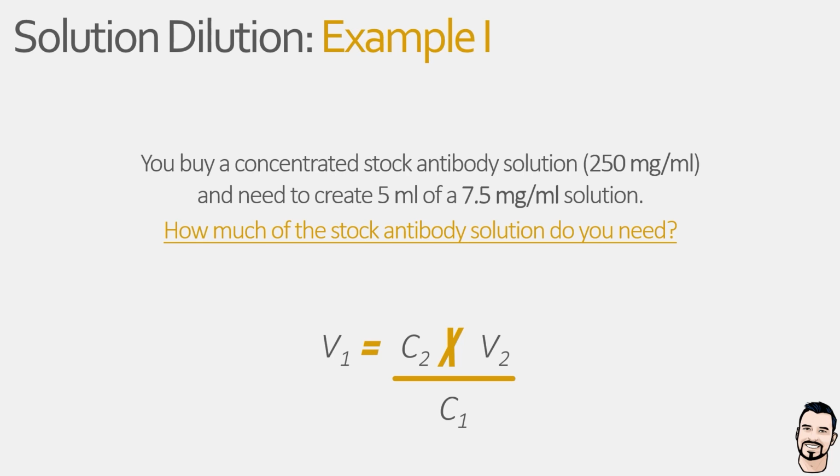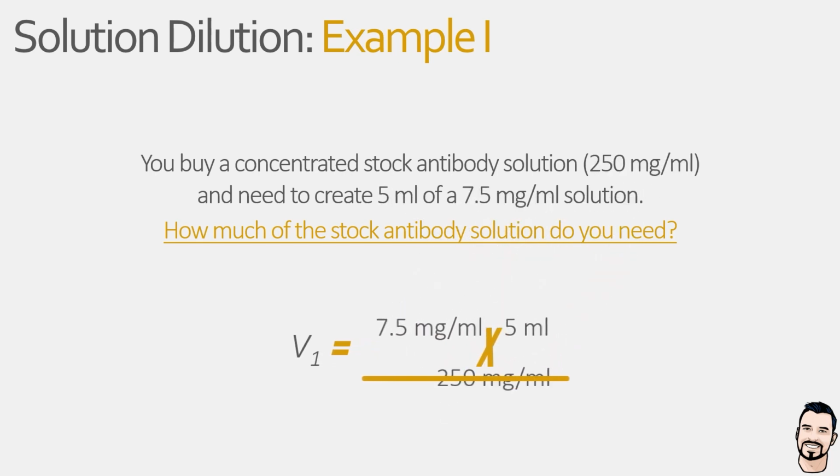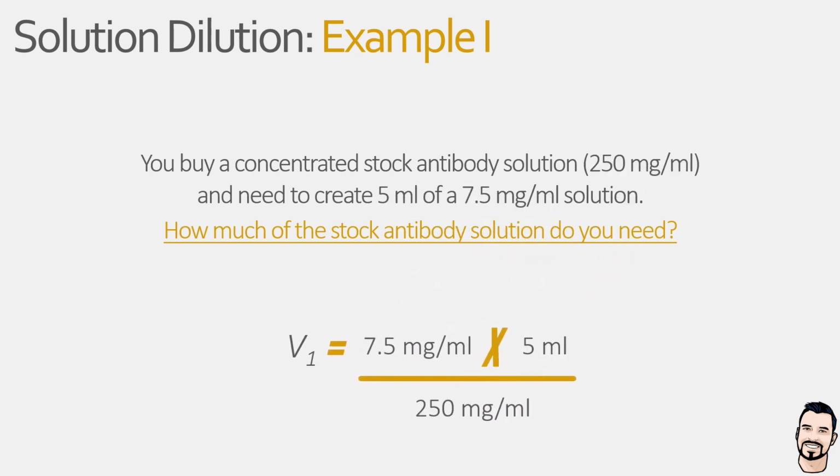We can then transfer all of the information we have from our example question into our equation, giving us V1 is equal to 7.5 milligrams per milliliter times 5 milliliters divided by 250 milligrams per milliliter.